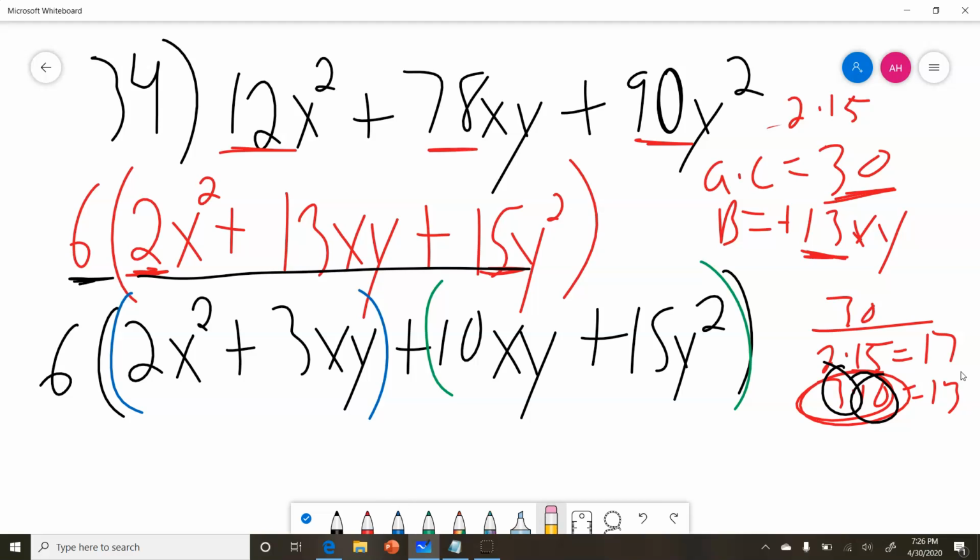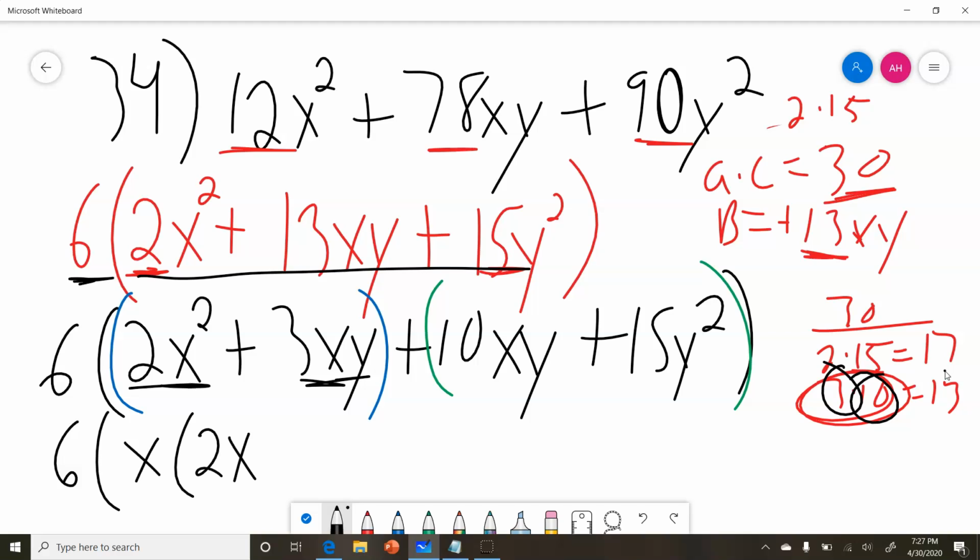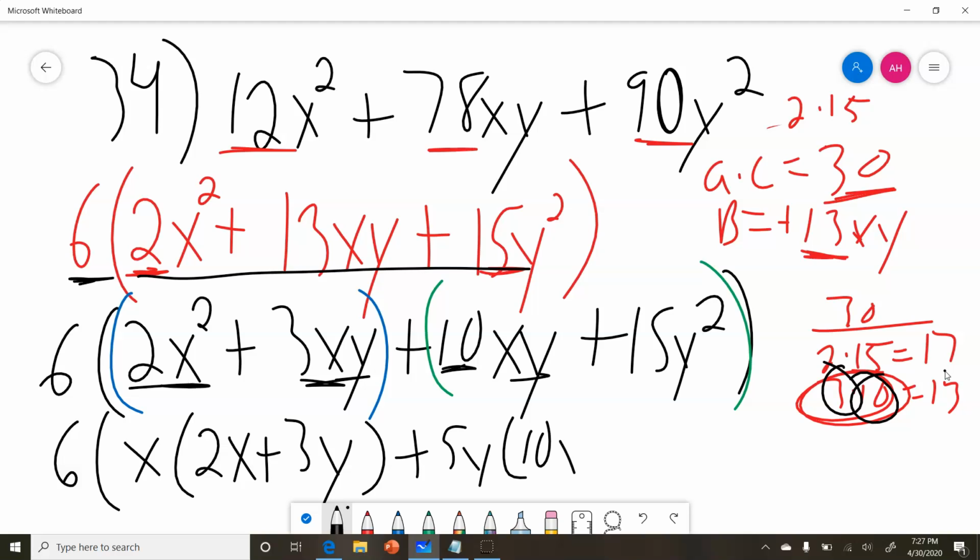Okay, now at this stage, when I pull out, I keep the 6, right? He stays chugging away here. Now I can pull out, in this guy, they both have an x. So I pull out an x. So I have x times 2x plus 3y. And then what do I have here? I can pull out a 5 from this and a y. So a 5y, and I'm left with 10, or not 10, sorry. I'm left with 2x plus 3y.